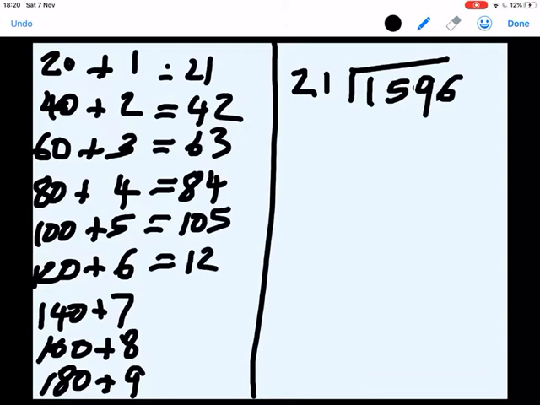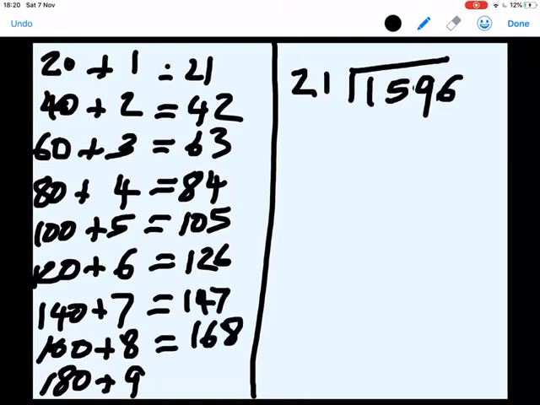So as you can see, 120 plus 6 is 126, 140 plus 7 is 147, and there we go. Okay, so how many 21s go into 1? Well, we know that's 0, so I'm going to put 0 at the top. I'll put 1 there. Transfer. How many 21s go into 15? Again, we know that's 0, and now I'm transferring the 15 across.